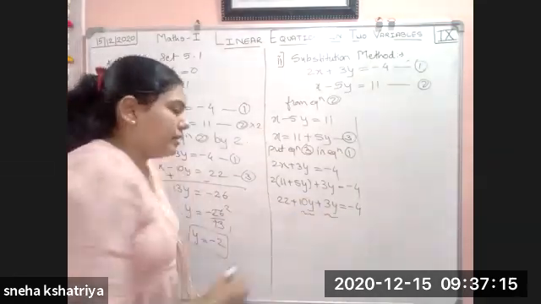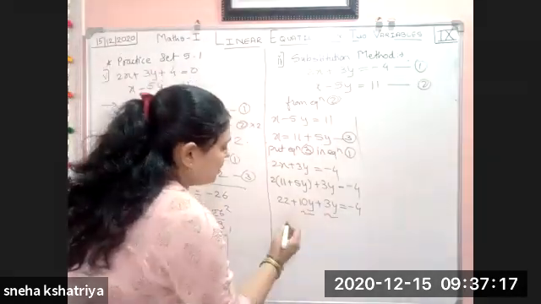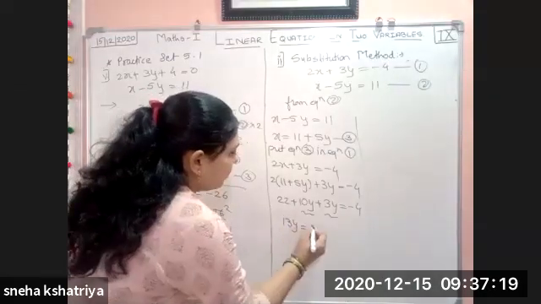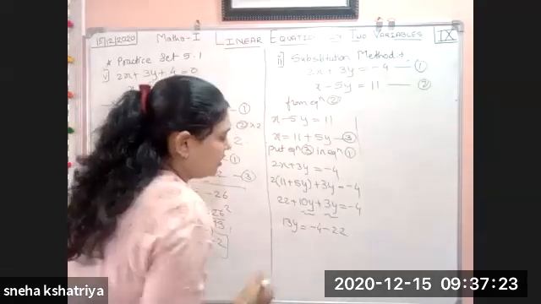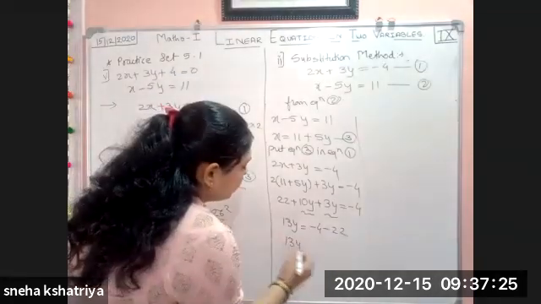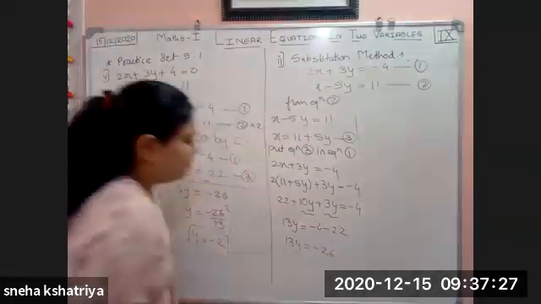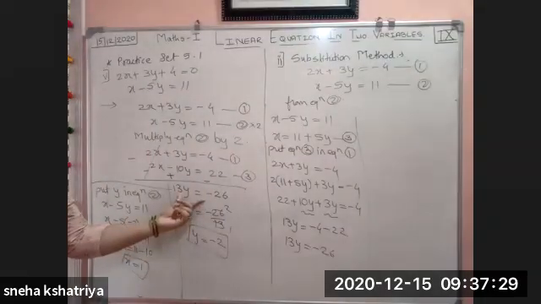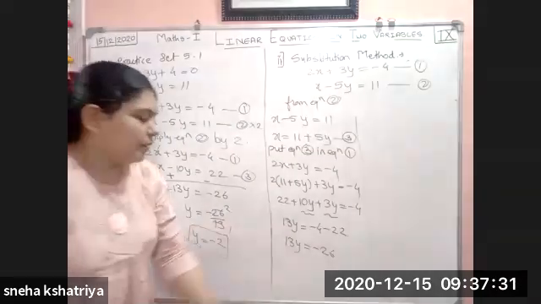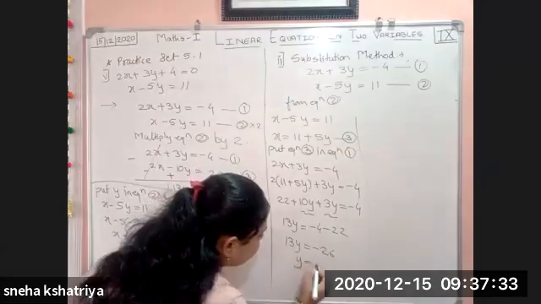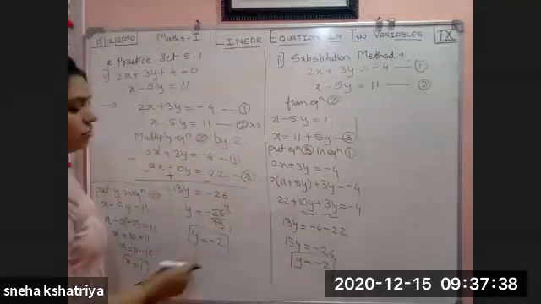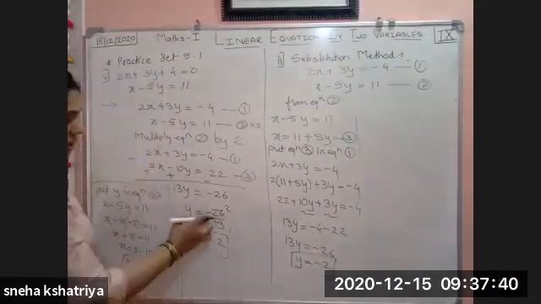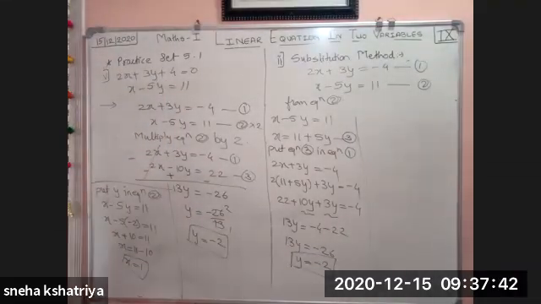22 shifts to the right side. So we get 10 plus 3 becomes 13y, which is equal to -4 minus 22, because 22 shifts to the right side. 13y is equal to -26. Again, we have the value of y is equal to -2, because 13 twos are 26.